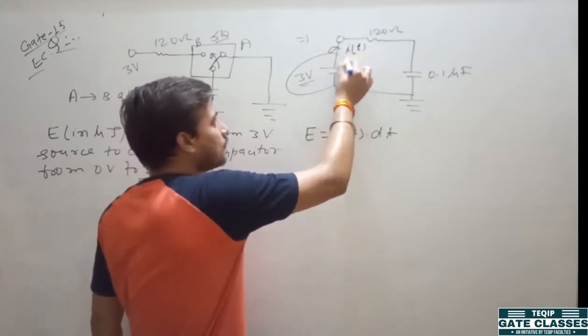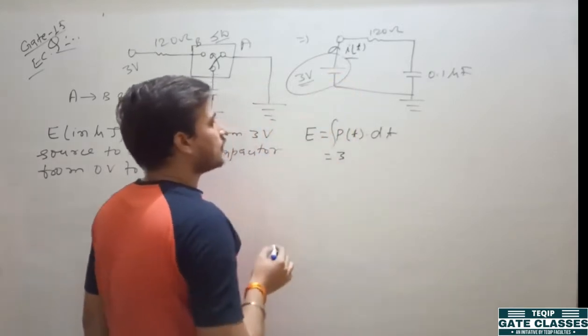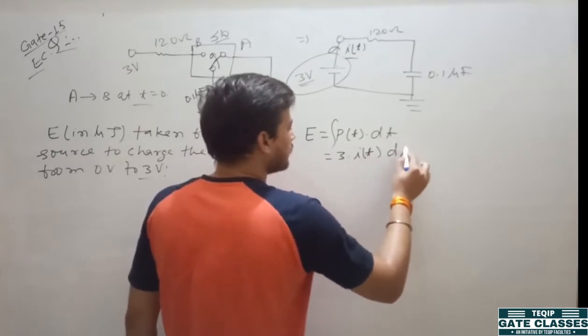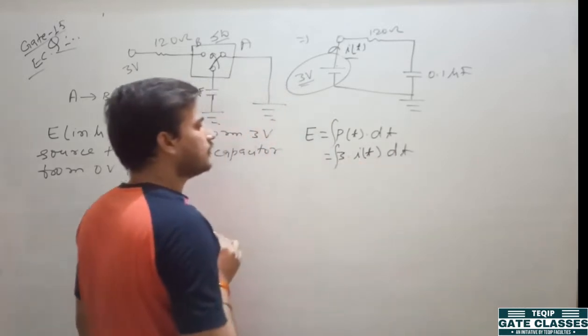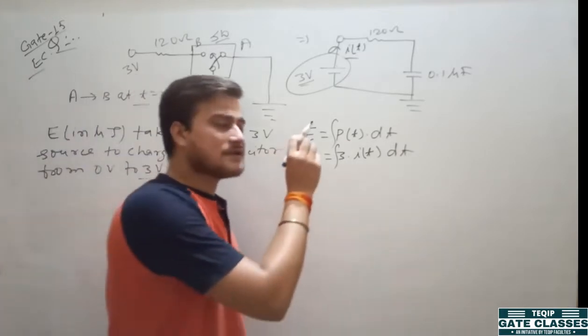So voltage is known to you, it is 3 volt, into what will be the value of current? Current will be i(t) dt. Clear? Now how much time will be taken to charge this capacitor to 3 volt?